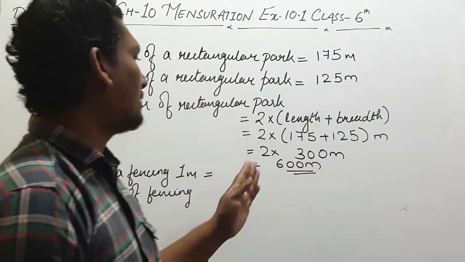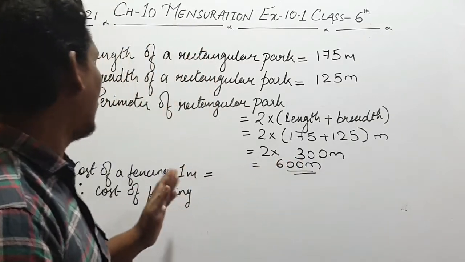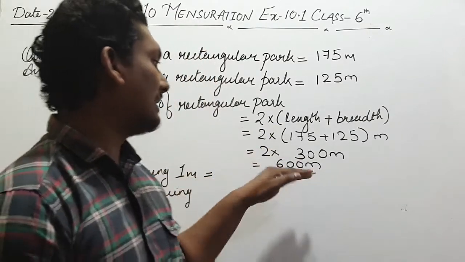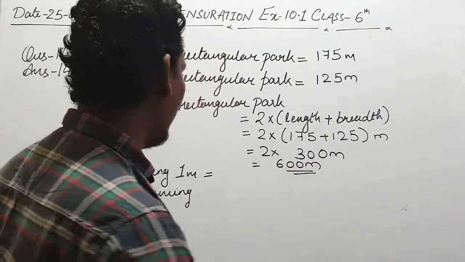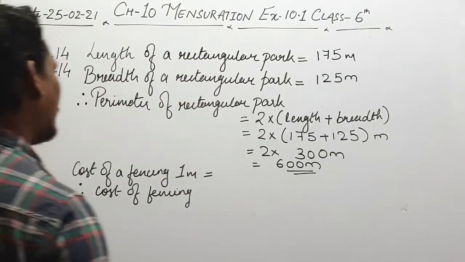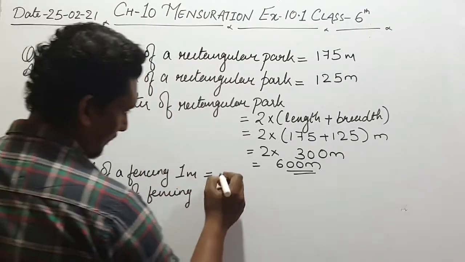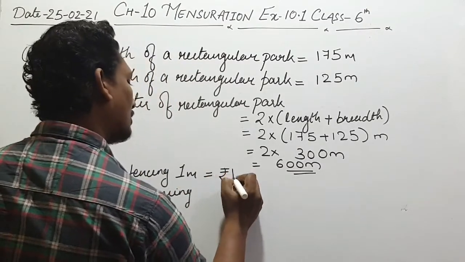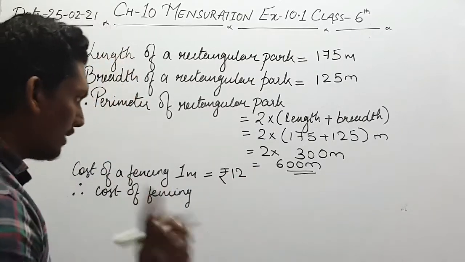Okay, the cost is given. Now, we got the perimeter, that is 600 meter. Now the cost. The cost is given how much? Rupees 12 for 1 meter. So rupees 12 for 1 meter.